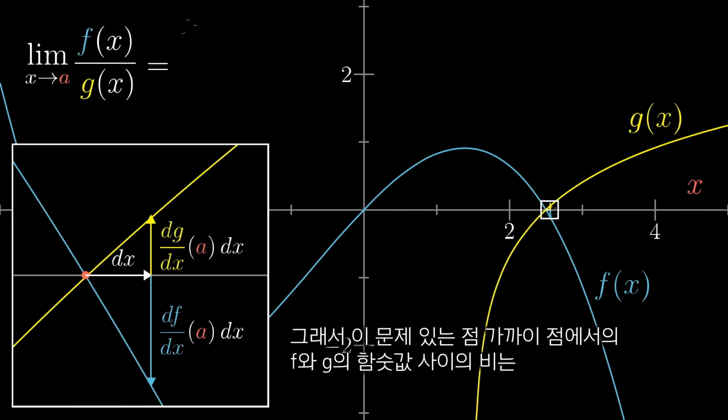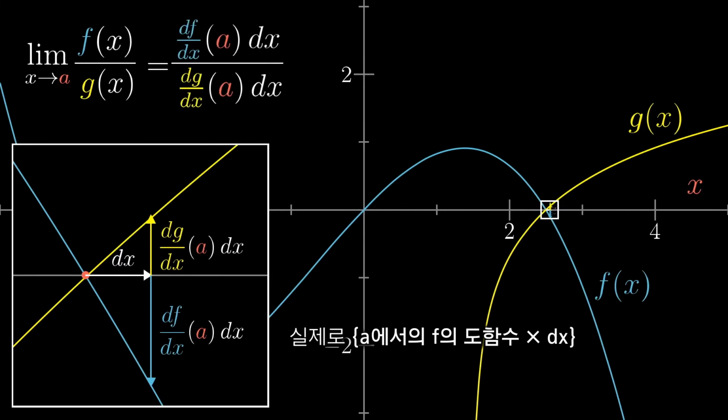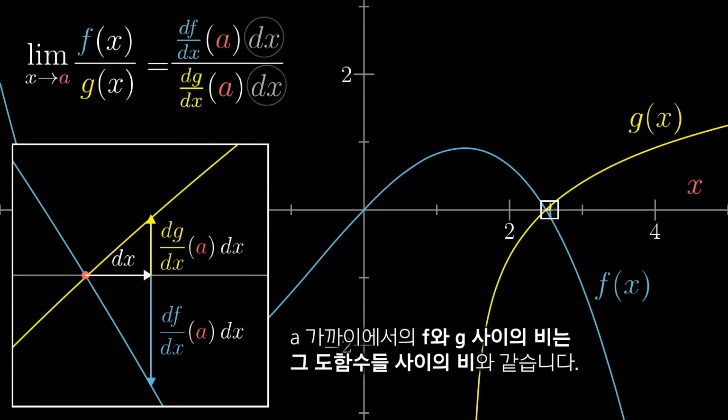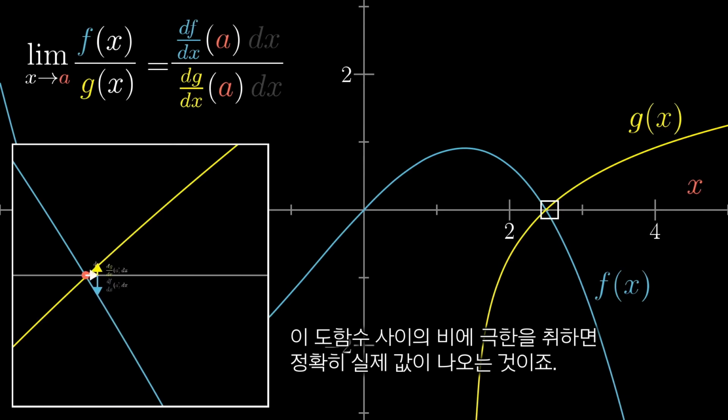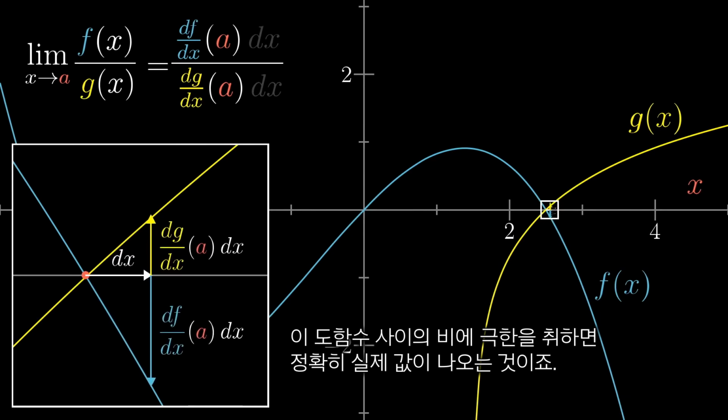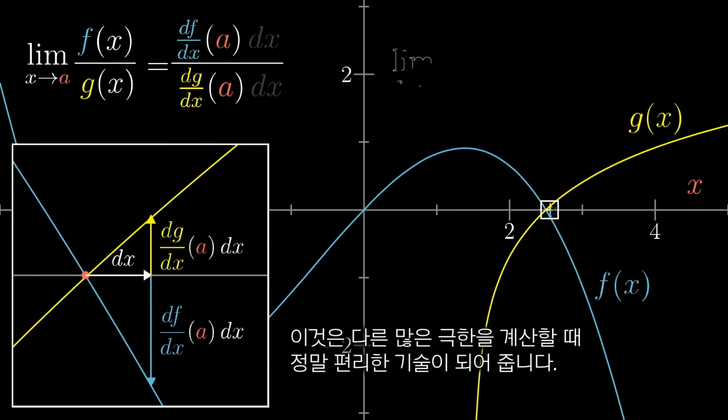So near that trouble point, the ratio between the outputs of f and g is actually about the same as the derivative of f at a times dx divided by the derivative of g at a times dx. Those dx's cancel out, so the ratio of f and g near a is about the same as the ratio between their derivatives. Because each of those approximations gets more and more accurate for smaller and smaller nudges, this ratio of derivatives gives the precise value for the limit. This is a really handy trick for computing a lot of limits.